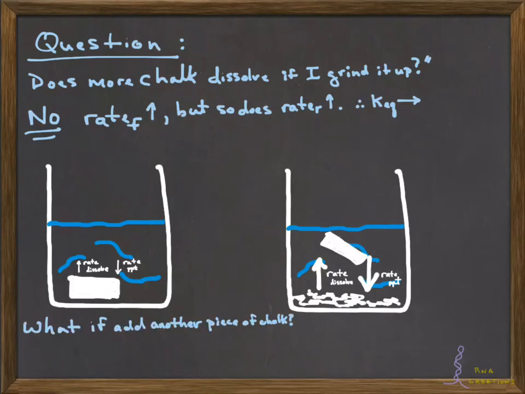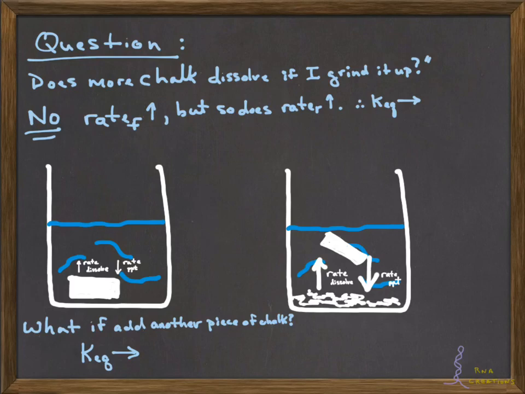Let's continue on, and if we ask the next question, what happens if I add another piece of chalk, such as I've depicted here in the right beaker, adding a second piece of chalk to the ground up chalk? Will KEQ change? Well, on the one hand, again, the forward rate, the rate of dissolving will increase, but so will the reverse rate. We've got greater surface area, and so will the rate of precipitation. And because of that, KEQ again does not change.